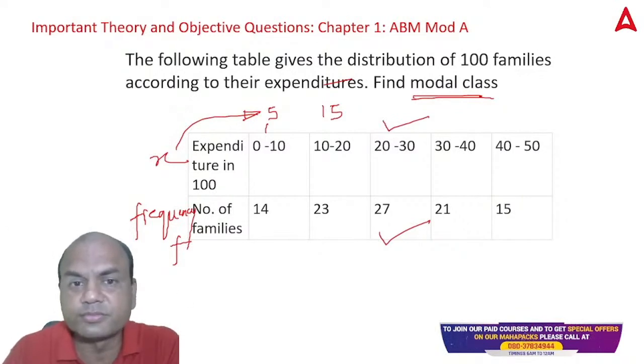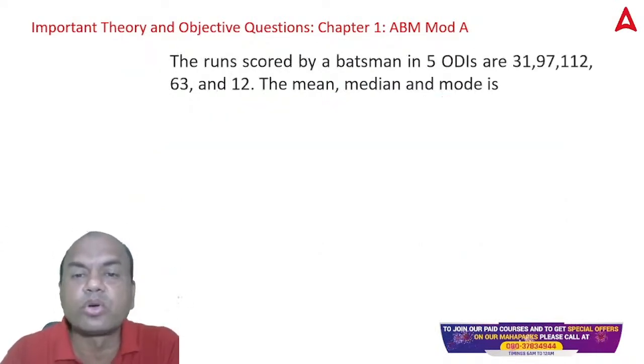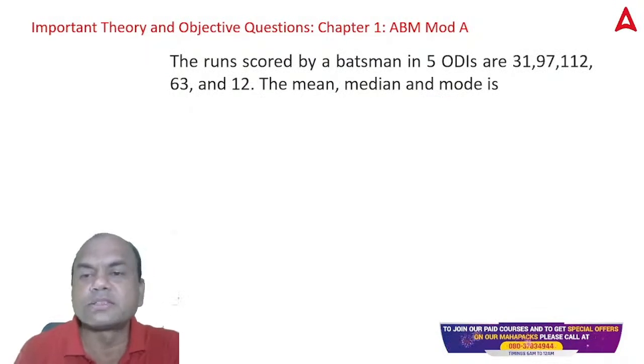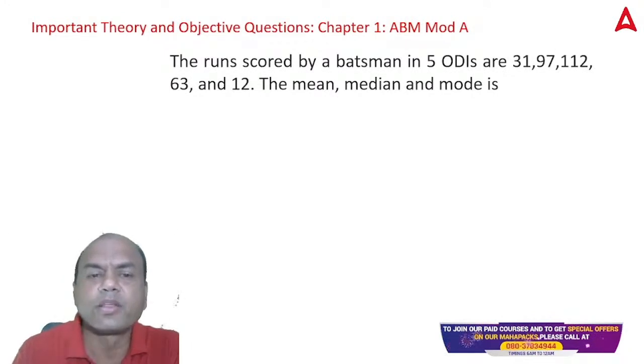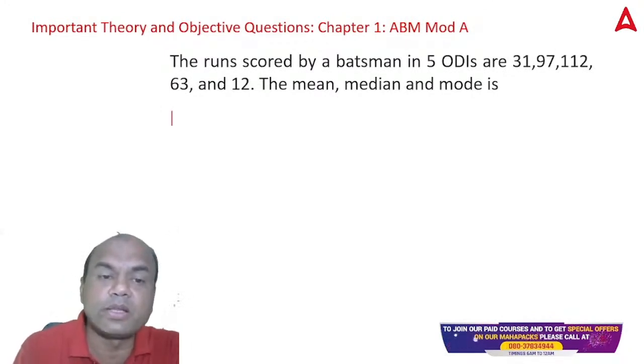Move on. The runs scored by a batsman in 6 ODIs are 31, 97, 112, 63, 19 and 12. Find the mean, median and mode. So first let's find out the mean. What is mean?